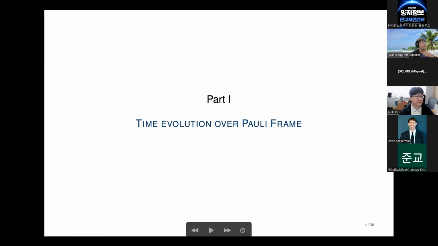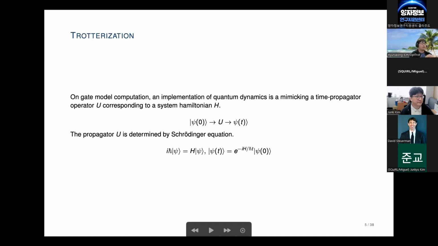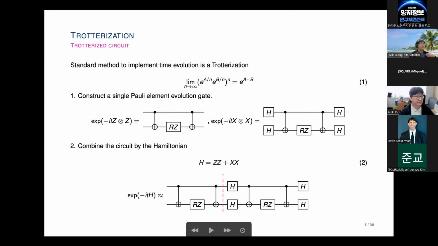I will explain what process we are aiming at in OptTrot and the basic theory of the design. When you want to generate the time evolution process in gate model computation, we have to mimic the time propagator operator with discrete quantum gates. In the standard process to make a trotterized circuit for time evolution, the first step is to construct a single Pauli element evolution gate. For example, these two quantum circuits correspond to the Pauli Z1 Z2 and Pauli X1 X2 Hamiltonians respectively.